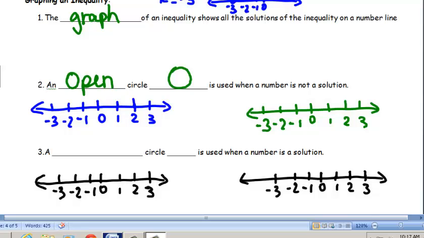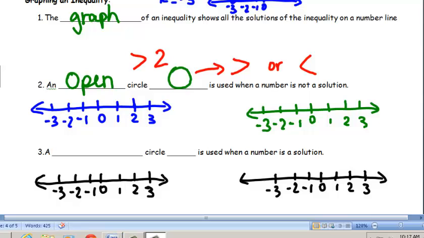This is used when a number is not a solution. So for you to remember, this is used for symbols greater than or less than. These two symbols is when we use an open circle. And the reason is, let's say I had someone say X is, or let me say that in my pocket I have more than $2.